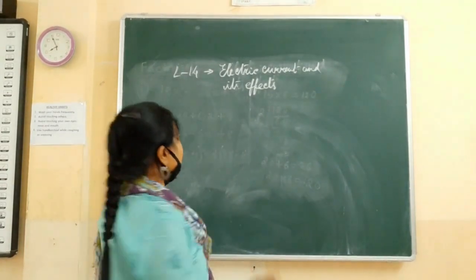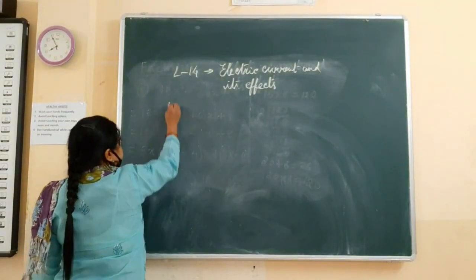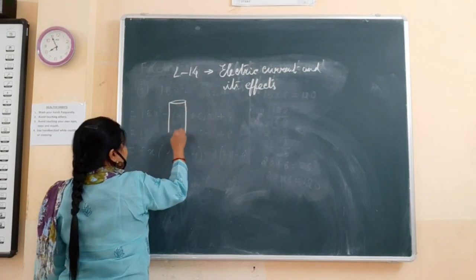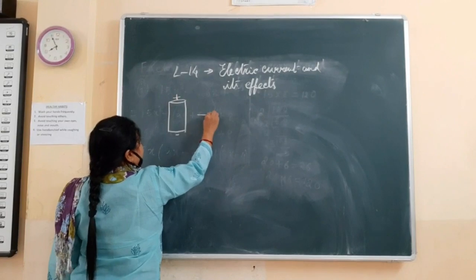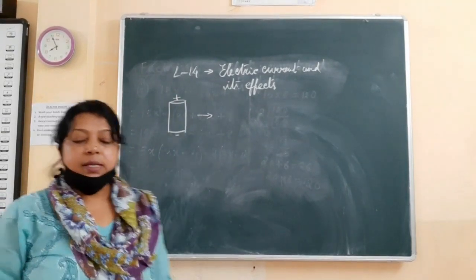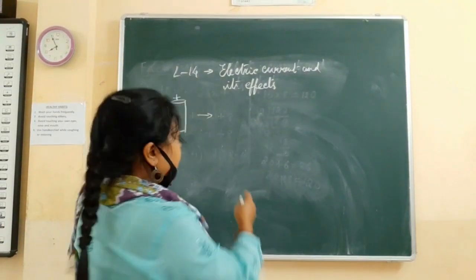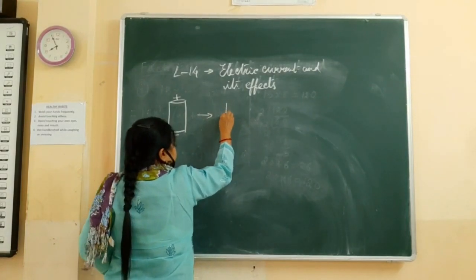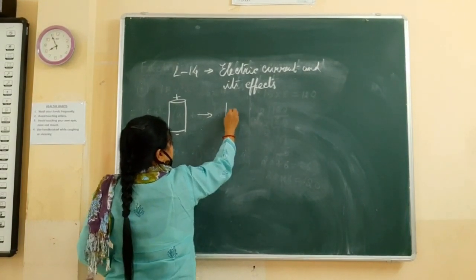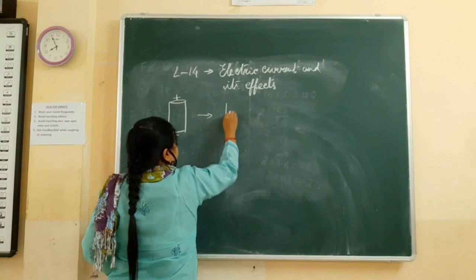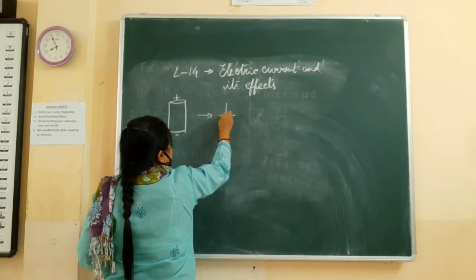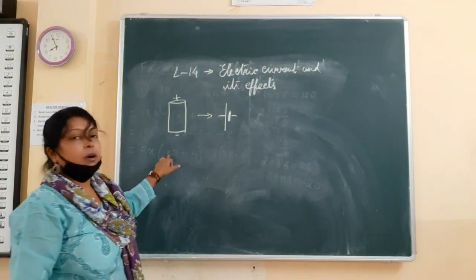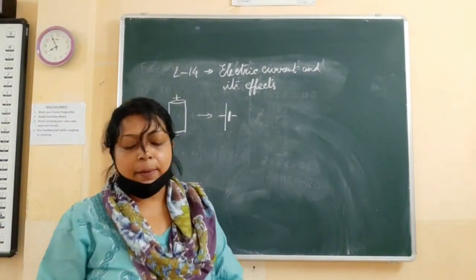Say for example, a cell. This is the actual diagram of the cell. Now, what is its symbol? Its symbol is a long thin line and a short thin line. So, this shows the symbol for a cell.